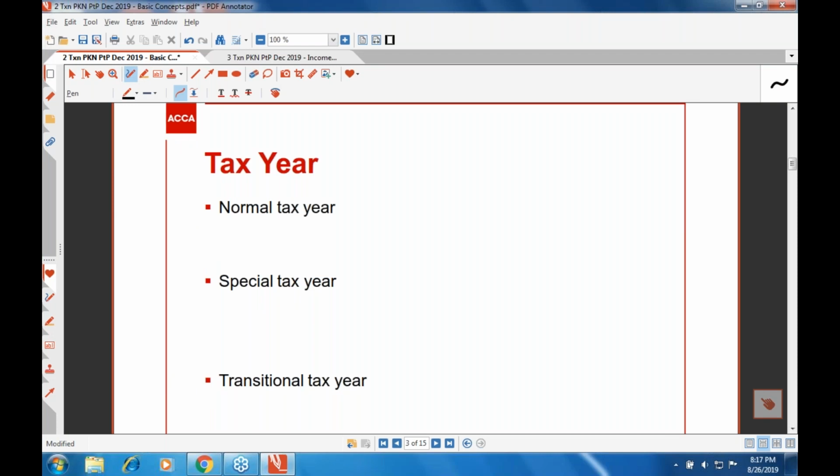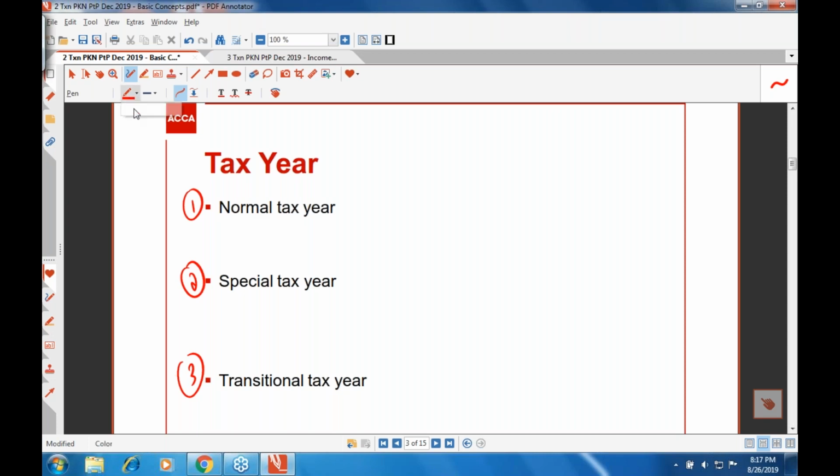As per the Pakistani tax ordinance, there are three types of tax year. One is a normal tax year, another is a special tax year, and the third is called a transitional tax year. What exactly do we mean by a normal tax year, a special tax year, and a transitional tax year? Let's start discussing it.